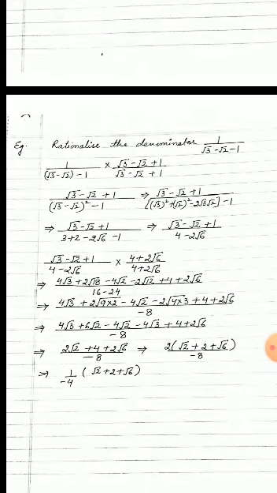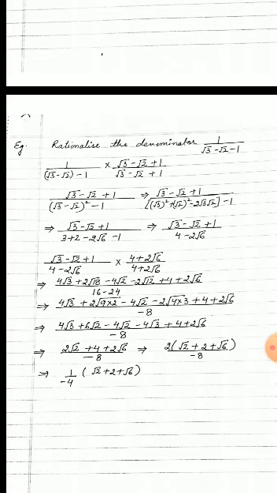The last type of question is, rationalize the denominator when you have 3 terms in the denominator, as 1 upon root 3 minus root 2 minus 1. In such questions, we take 2 terms in a bracket and leave the other one, so that it reduces to a 2 term combination. We get 1 upon (root 3 minus root 2) in one bracket and minus 1 separately.